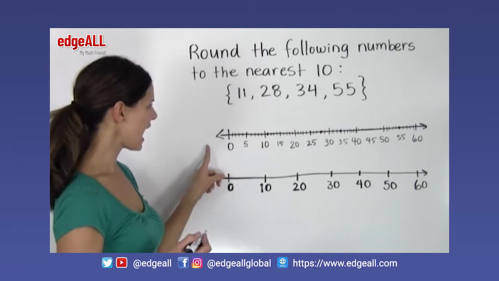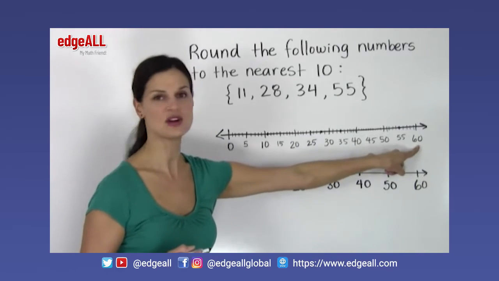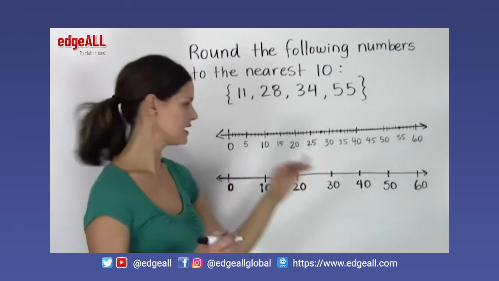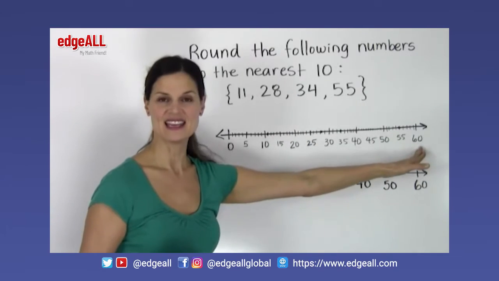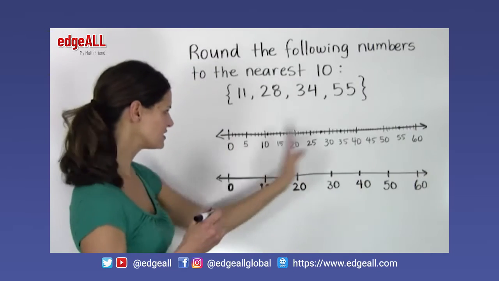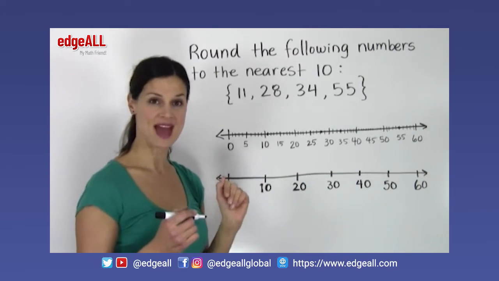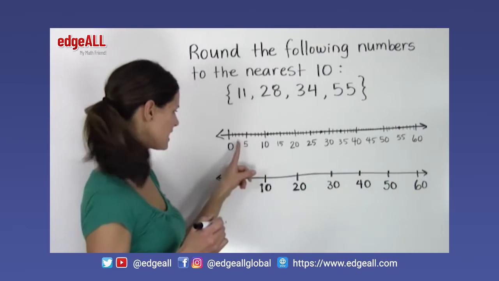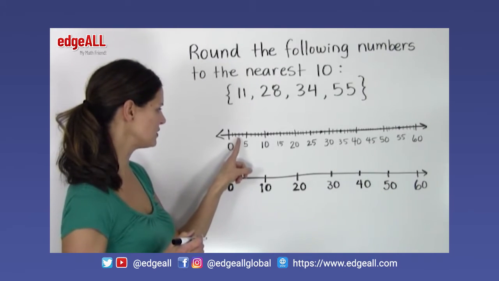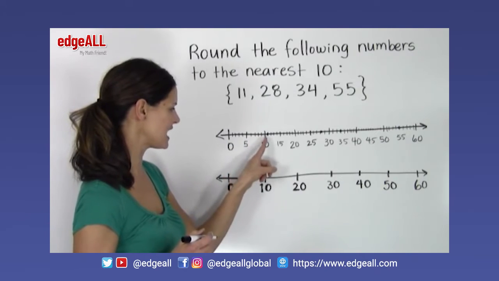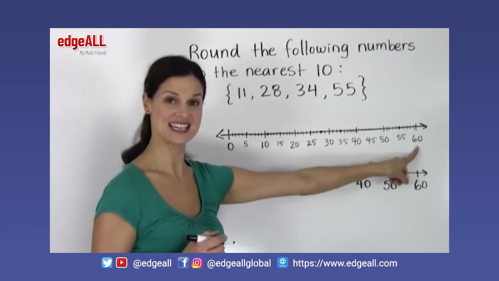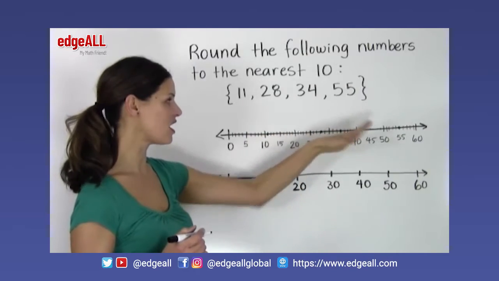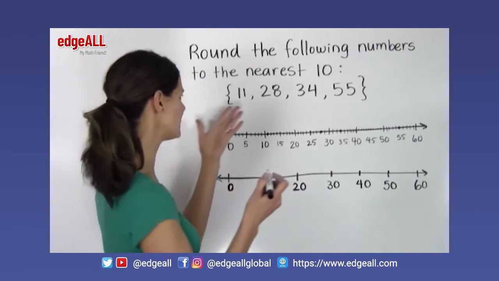So let's look at a typical number line that's marked off with all whole numbers from 0 to 60. I know this is kind of hard to see because they're such small markings, but imagine that all the way from 0 to 60, I have markings at every whole number. So 1, 2, 3, 4, 5, 6, 7, 8, 9, 10, all the way up to 60. I'm going to begin by plotting each of my numbers on this whole number line.